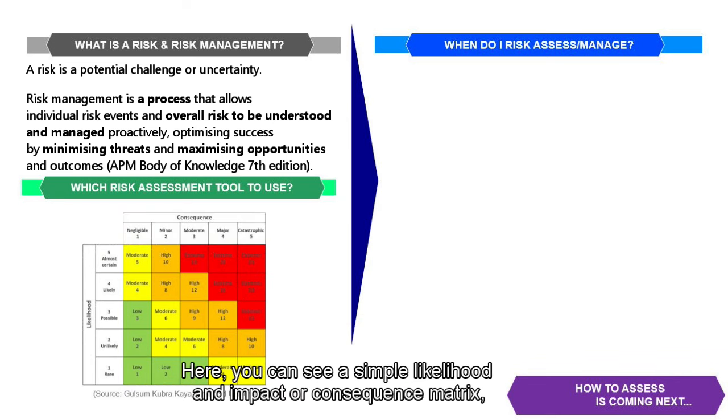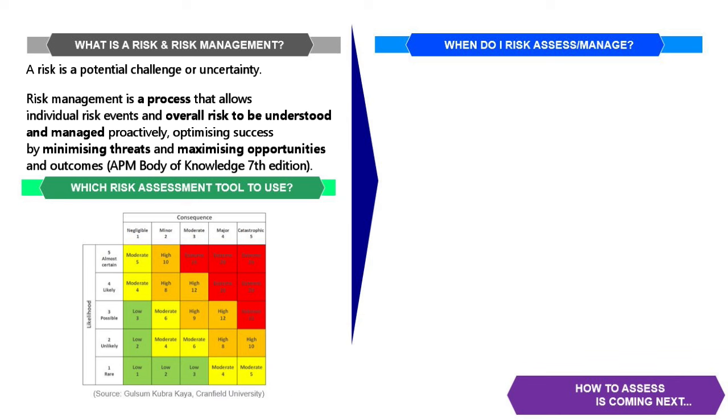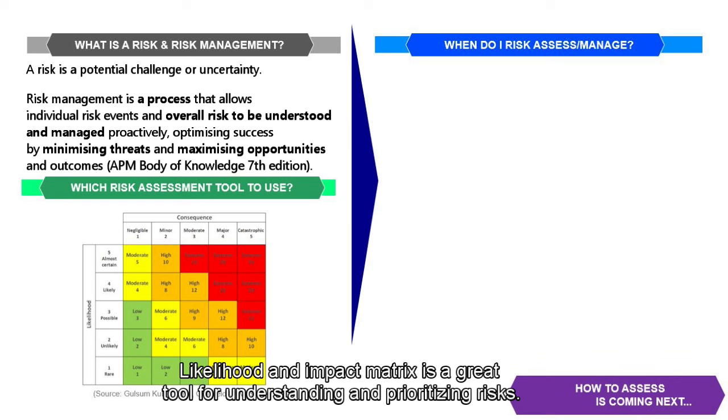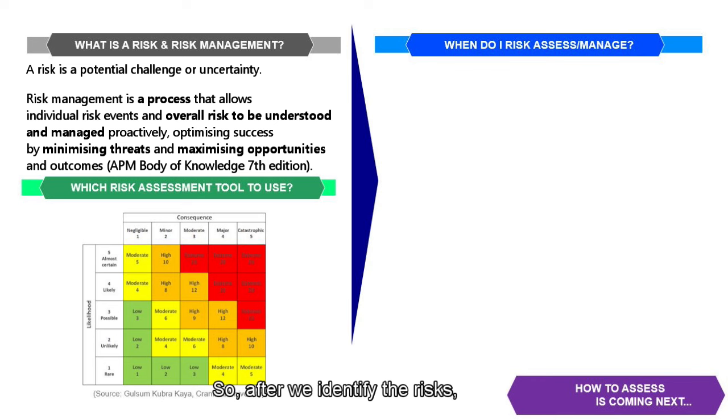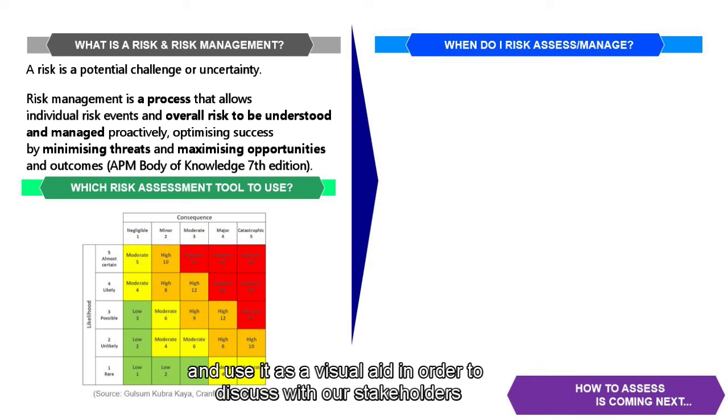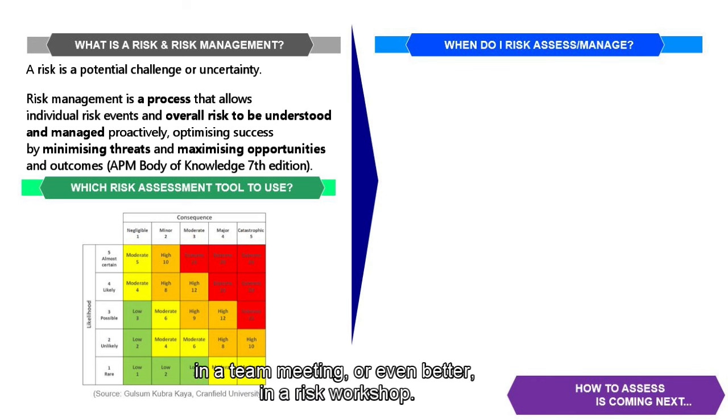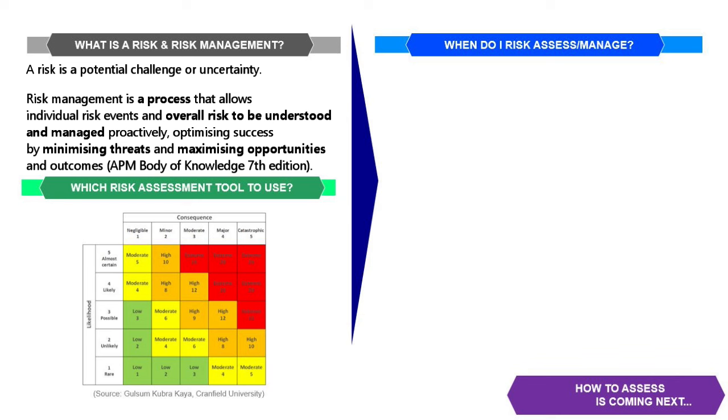Here you can see a simple likelihood and impact or consequence matrix rated on a scale of 1 to 5. The likelihood and impact matrix is a great tool for understanding and prioritizing risks. So, after we identify the risks, we can then classify them on this matrix and use it as a visual aid in order to discuss with our stakeholders in a team meeting or even better in a risk workshop.